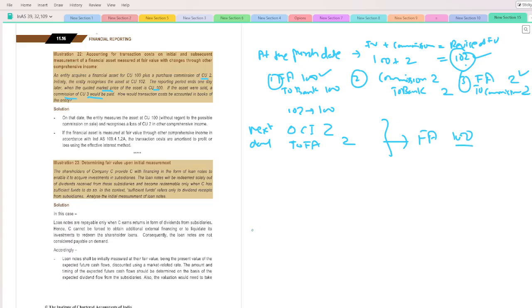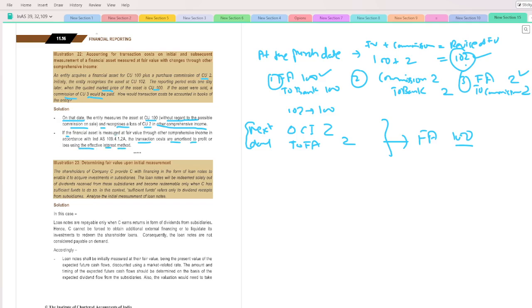Now see, a little bit of confusion is there, but I will explain this. On that date, it is talking about the next day. The entity measures the asset at 100 without regard to the possible commission on sale and recognizes a loss of 2 in other comprehensive income. So this is what I've told you. On that date means the next day. Now it is coming to the first day here. If the financial asset is measured at FVOCI, then the transaction costs are amortized to the P&L using the effective interest rate method.